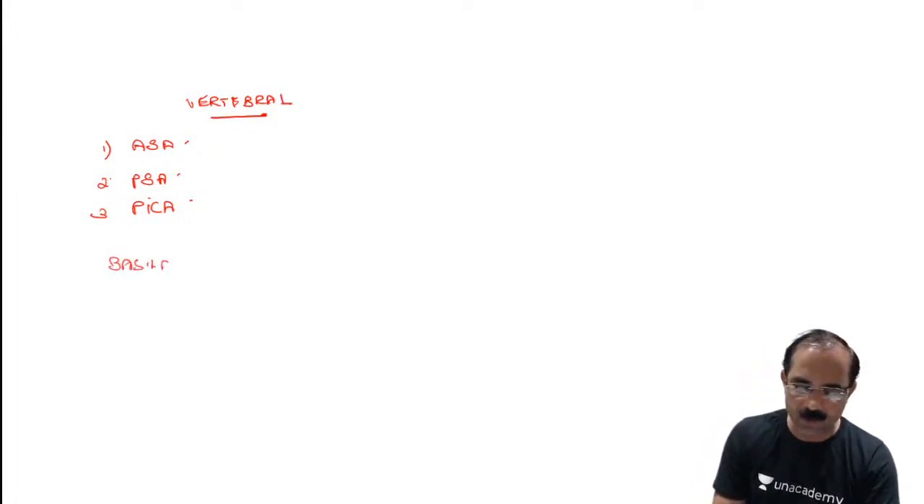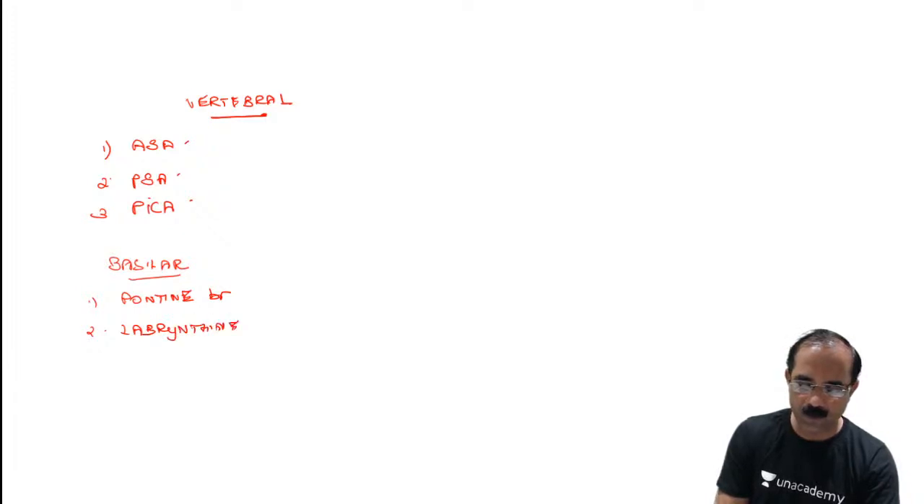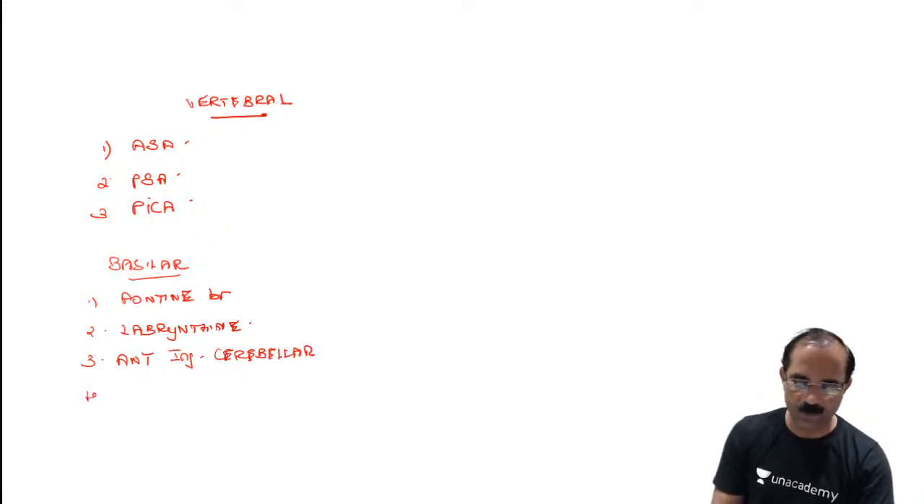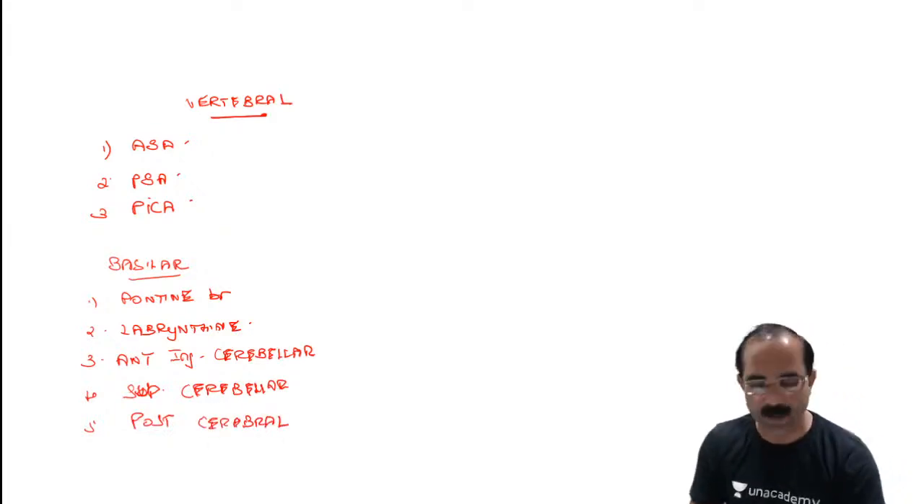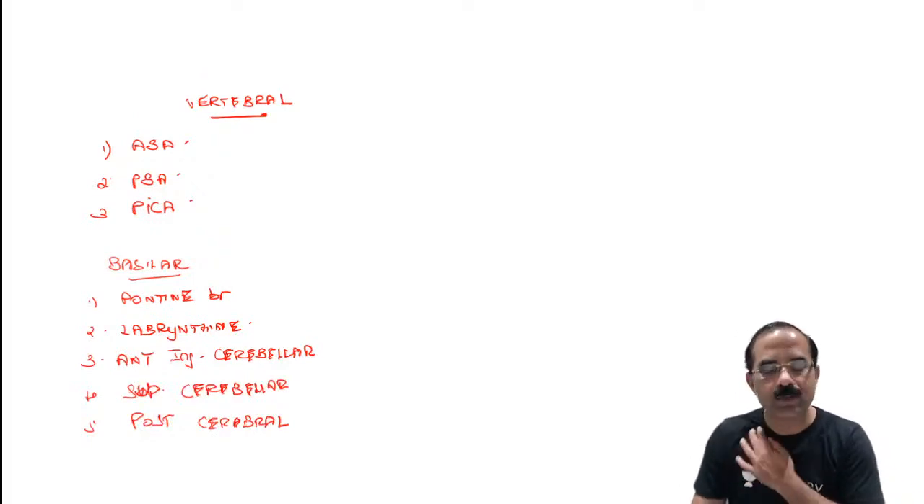Branches of the basilar artery: one, pontine branches; second, labyrinthine artery; third, anterior inferior cerebellar artery; fourth, superior cerebellar; and the last one is posterior cerebral artery. Okay. So what are the branches of the basilar artery?